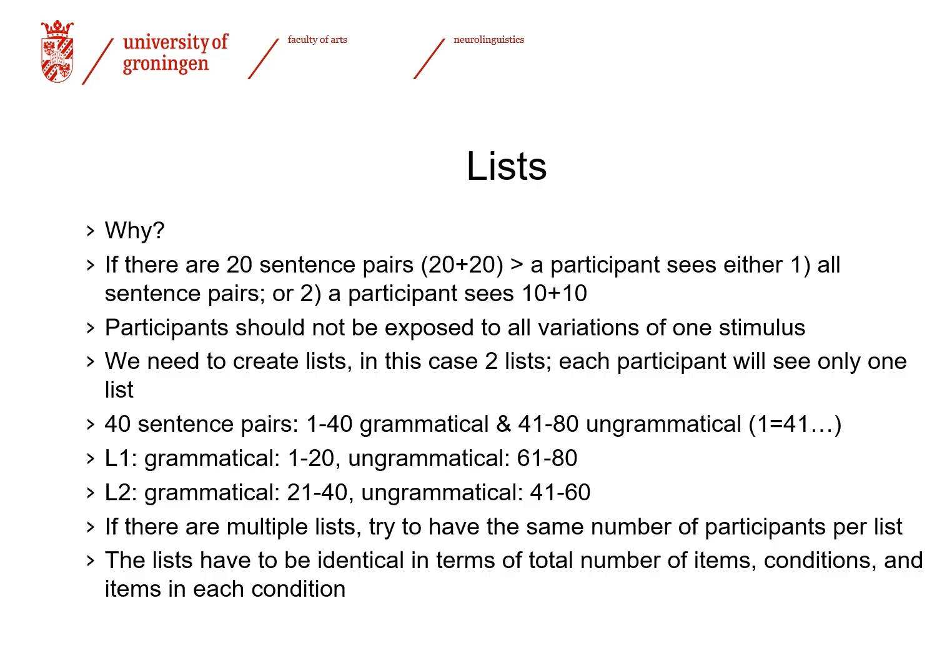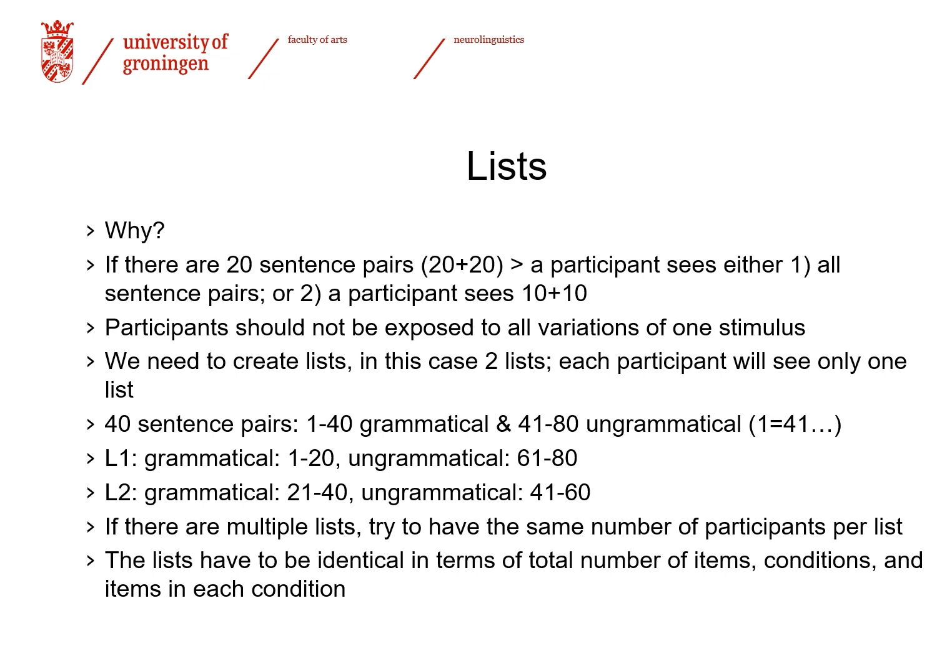In order to prevent that, we need to create something called lists. And this means that each participant is only going to see one list. If we have two versions of one sentence, that means that we need to create two lists. If we had four versions of a sentence, we would need to create four lists. Here is an example of what exactly it would look like.